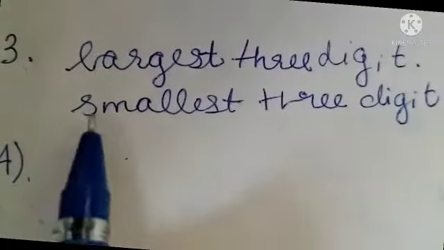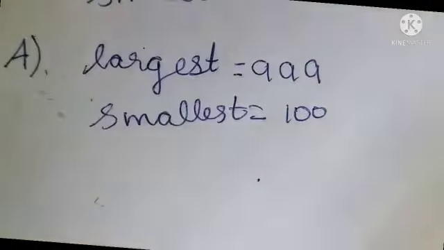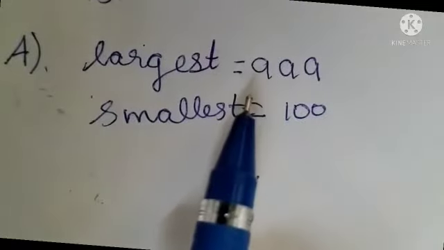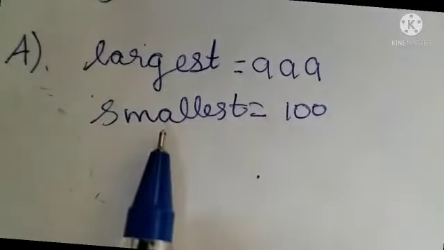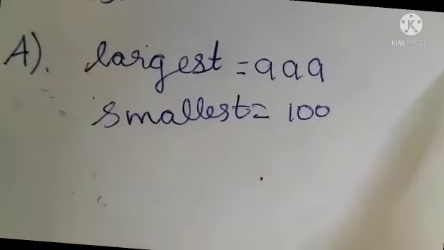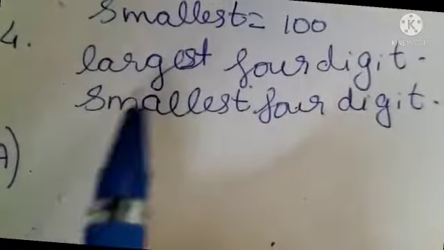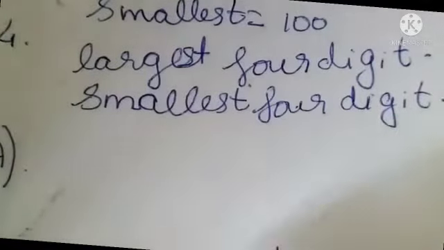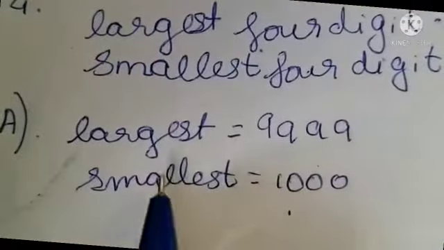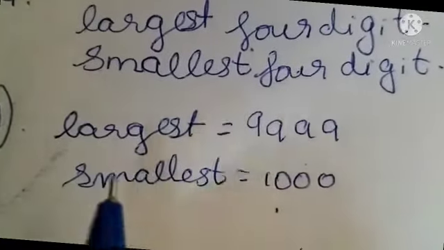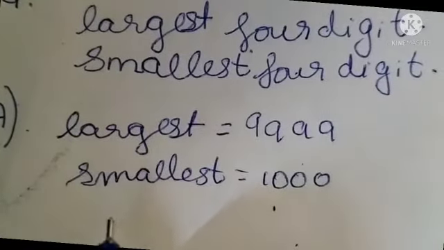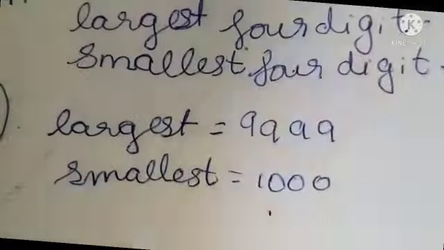Largest three digit and smallest three digit. Largest three digit number is 999 and the smallest three digit number is 100. Largest four digit and the smallest four digit. Largest four digit number is 9999 and the smallest four digit number is 1000.